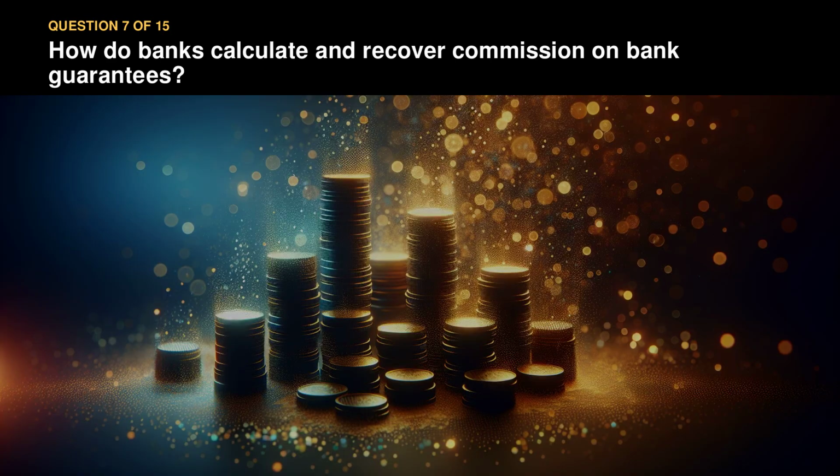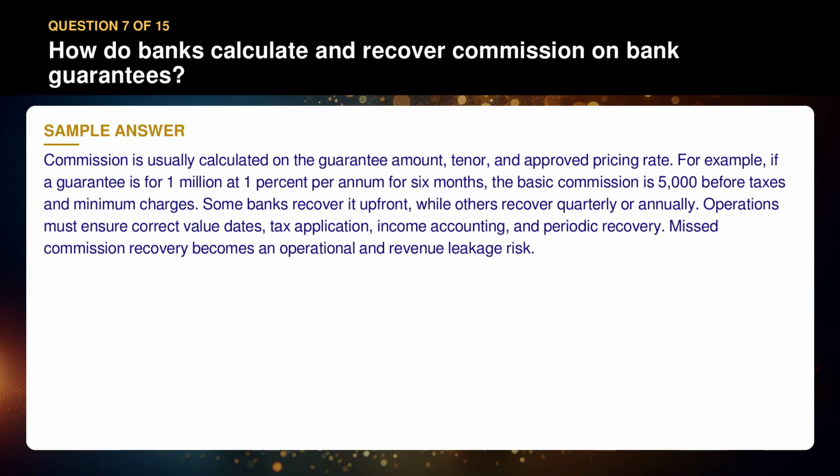Question 7. How do banks calculate and recover commission on bank guarantees? Commission is usually calculated on the guarantee amount, tenor, and approved pricing rate. For example, if a guarantee is for $1 million at 1% per annum for 6 months, the basic commission is $5,000 before taxes and minimum charges.